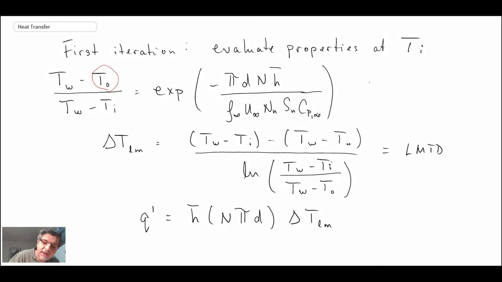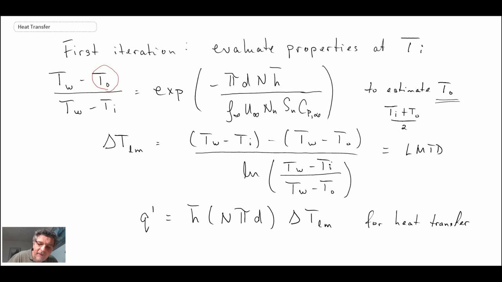And so with these equations here, the first one is to estimate T naught. And once we have T naught, or the outlet temperature, we can evaluate the LMTD and then we can get the heat transfer. And so with this, we can go through an iterative procedure, step by step. And once you determine a T naught, at this point, you could go back and you could reevaluate the properties again at the average of Ti plus T naught divided by 2. And if you go through a couple of iterations, it should converge relatively quickly.